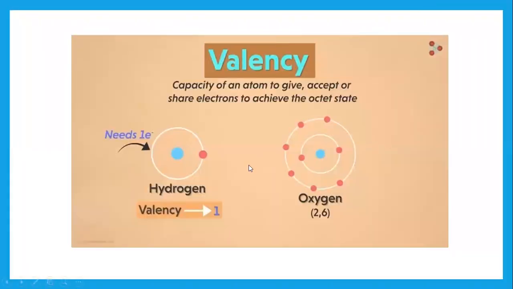Valency: the capacity of an atom to give, accept, or share electrons to achieve the octet state. First, what is an octet state? Octet state is the criterion for an atom to achieve 8 outer electrons, or 8 valence electrons. So every element wants to achieve this octet state, and for that they gain or lose electrons. Atoms are linked together in a molecule by chemical bonds such as ionic or covalent bonds. The number of bonds an atom can form is called its valency.